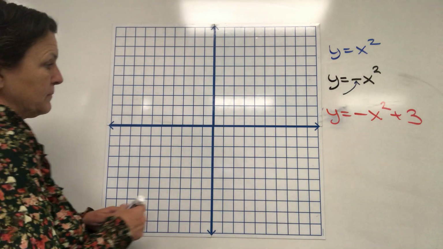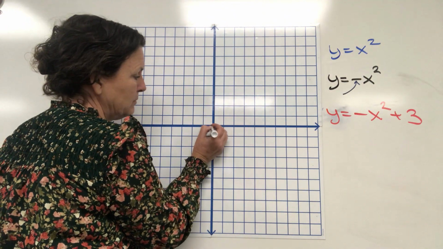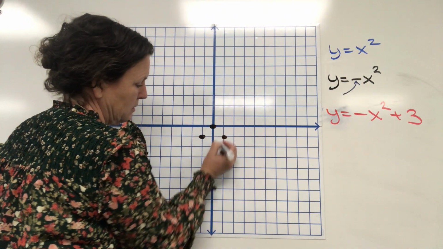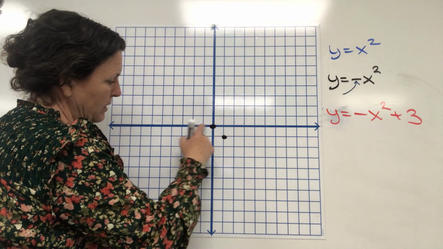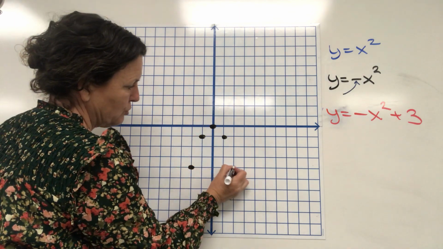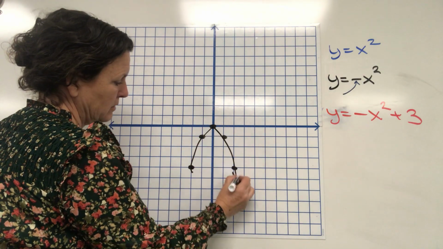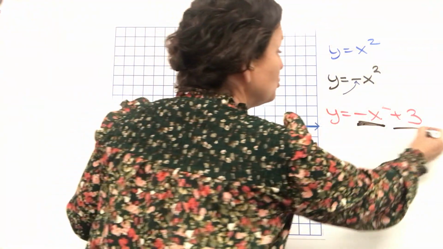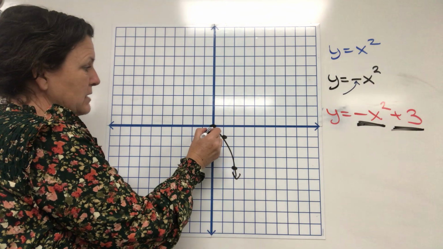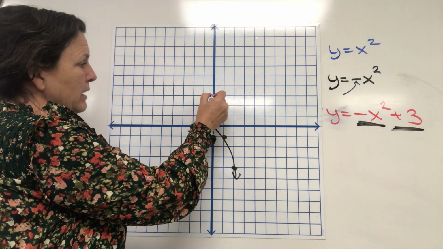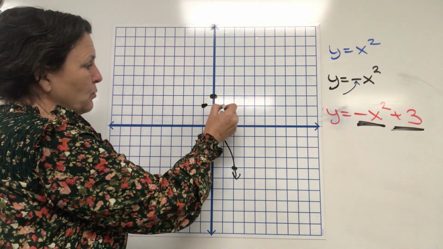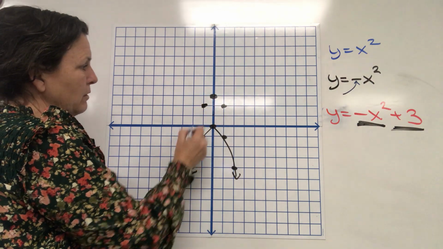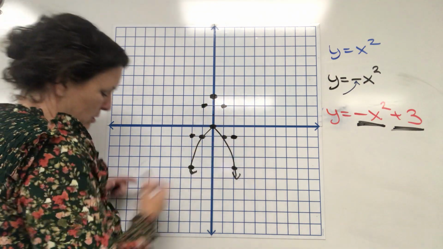So let's do that. I'm going to flip it down. So that's my 1, 1, and then my 2, 4. So I did that part. I flipped it down, but now I need to scooch it up 3. So move this up 3, 1, 2, 3, and then do my new points. 1, 1, and 2, 4.